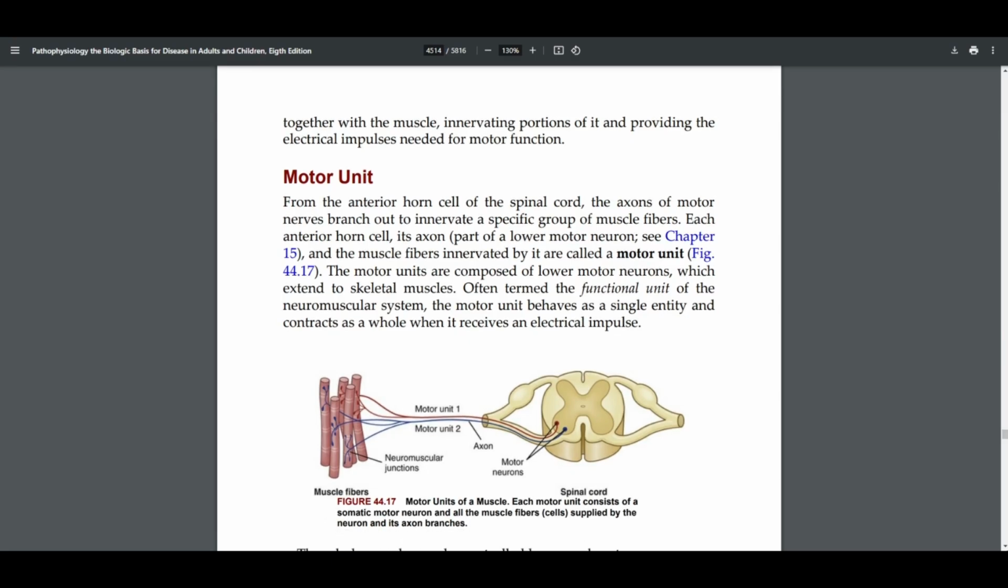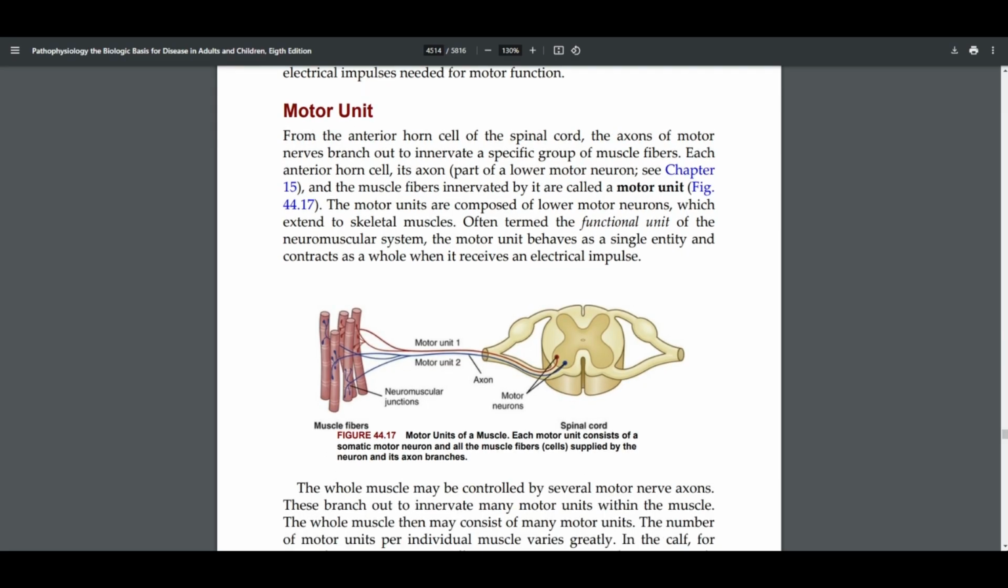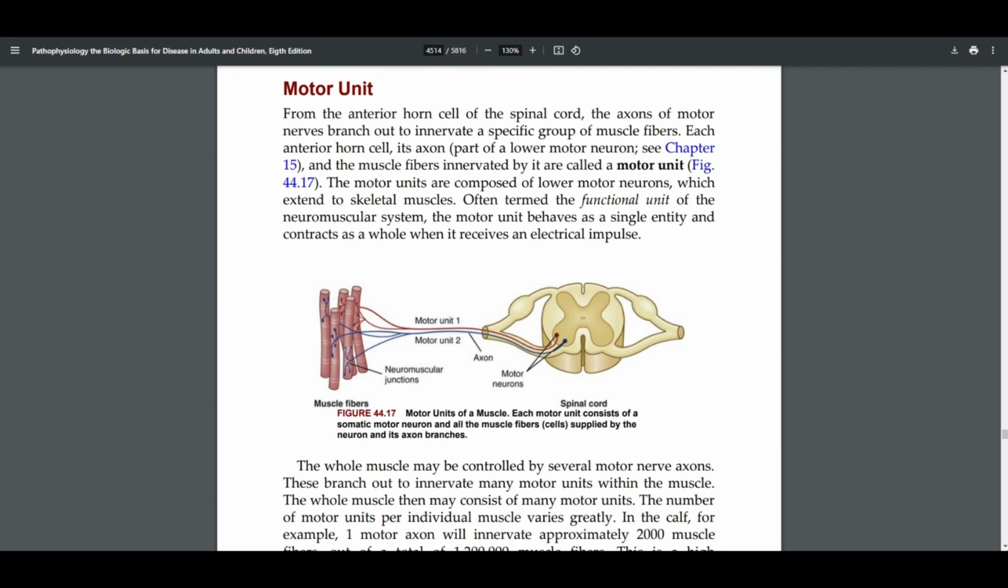The motor unit. From the anterior horn cell of the spinal cord, the axons of the motor nerve branch out to innervate a specific group of muscle fibers. Each anterior horn cell, its axon, and the muscle fibers innervated by it are called a motor unit.